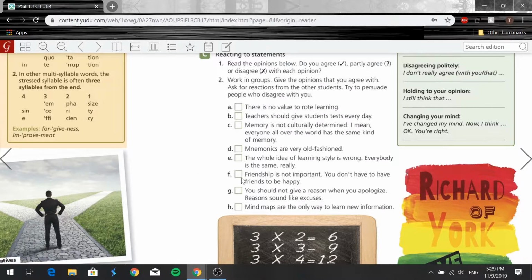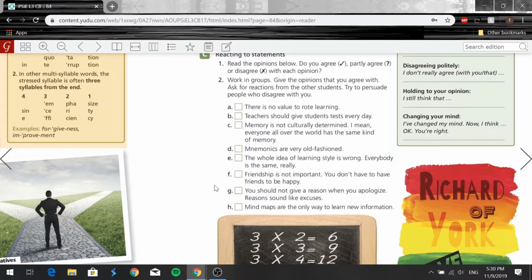So the whole idea of learning style is wrong. That's not correct. We have researchers that say that everybody has his own learning style. You could really enjoy listening to things, but someone else would absolutely hate it. Some people like to write. Some people like that visual stimulation. So it really depends on the person. We're not all the same. Okay? So that's a disagree for me as well.